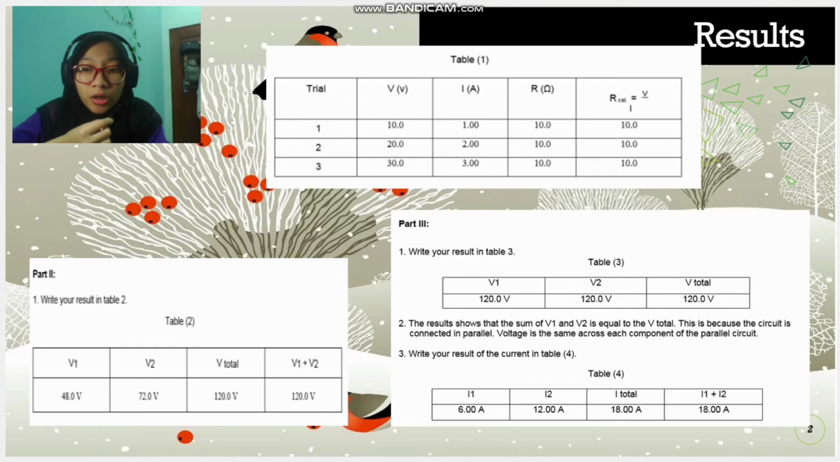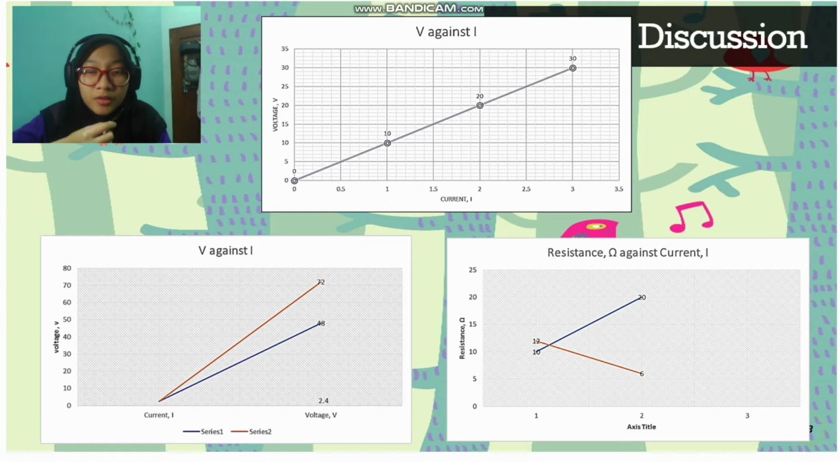So this is the result from the experiment that you can get. It has part 1, part 2 and part 3. And second, from the experiment, we get the discussion. There are 3 paragraphs based on the experiment.